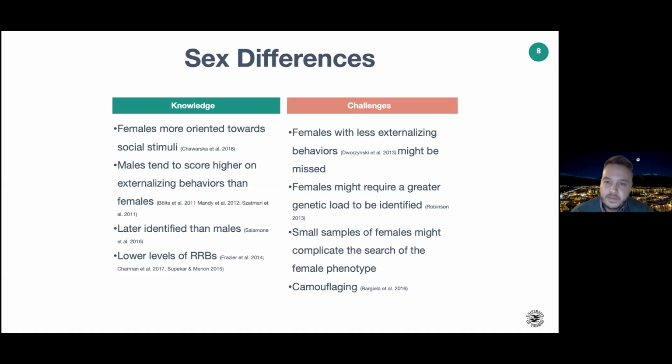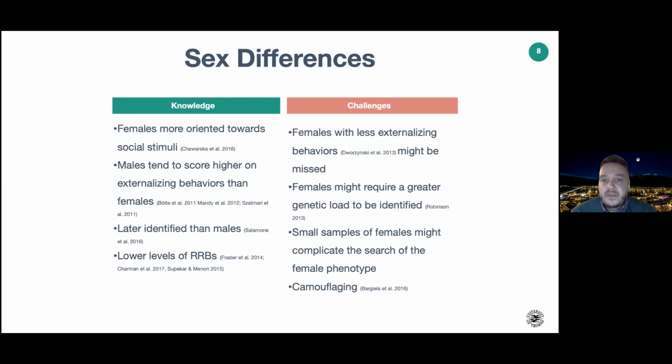And this presents some challenges because we know that females, with less externalizing behaviors, might be missed because we don't suspect them of having ASD. It's easier to be a quiet girl with internalizing behaviors and not raise any red flags, while if you're a boy with a lot of outwards externalizing behavior, it might raise concern earlier than for females. Some studies have also suggested that females might require a greater genetic load to be identified, that there is a genetic protective effect in females. And some of the issues with the autism spectrum is that most studies have small samples of females included. And that might complicate the search for a female phenotype or a female autism diagnosis.